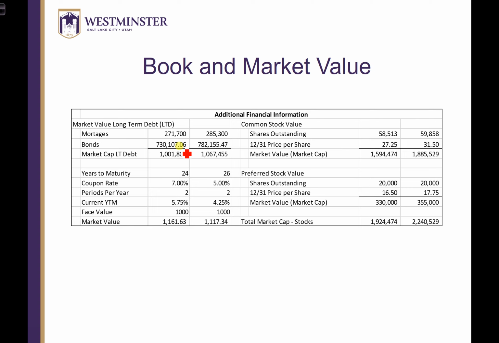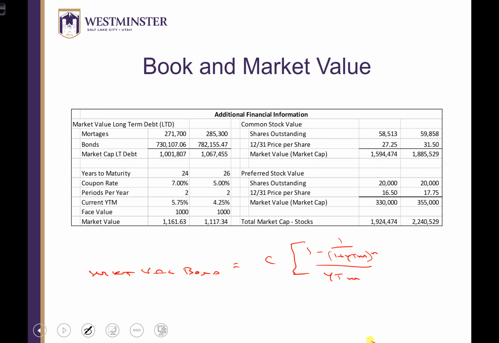However, in the case of the company's bonds, which again are part of its long-term debt construction, part of its capital structure, we clearly have a mechanism to help us do this. And you'll remember this, the market value of a company's bond is equal to C times (1 minus 1 divided by (1 plus YTM) to the power of N) divided by YTM, plus F divided by (1 plus YTM) to the power of N.